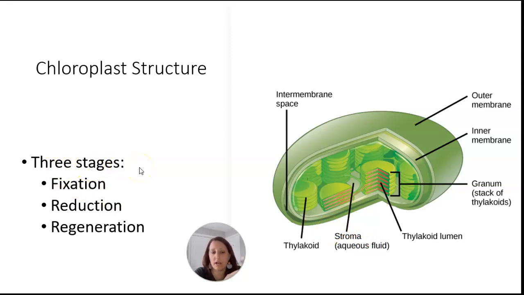And so we are going to talk about the fixation stage. Okay, and when we talk about fixation, we're talking about carbon fixation. We'll then talk about the reduction phase. And lastly, we'll talk about regeneration. So there's 3 stages or phases that are part of the Calvin cycle, or part of the light-independent reactions.